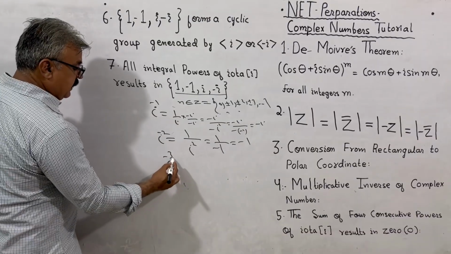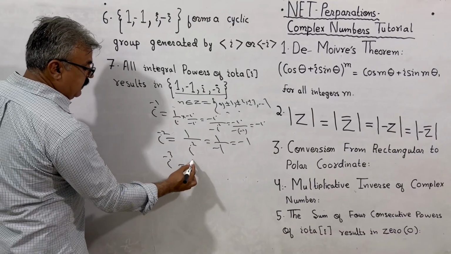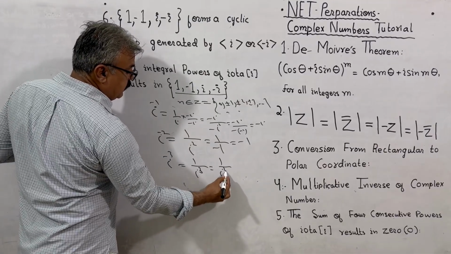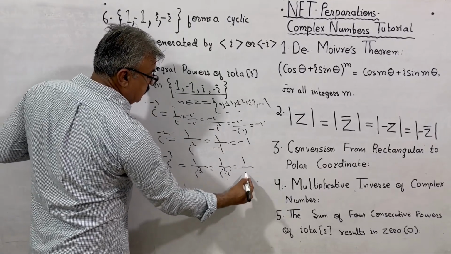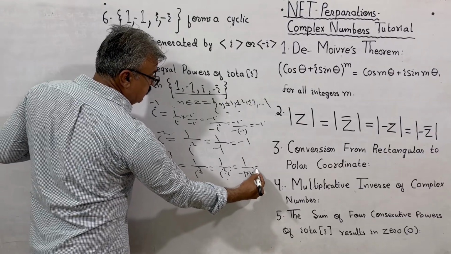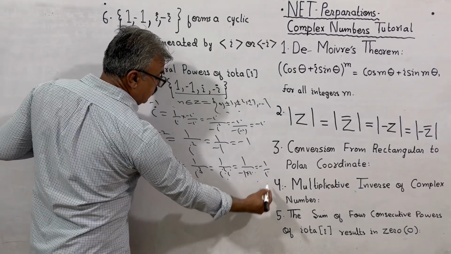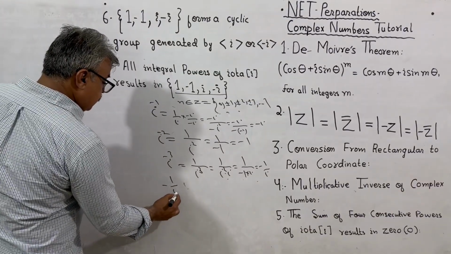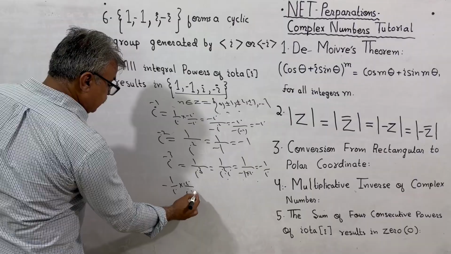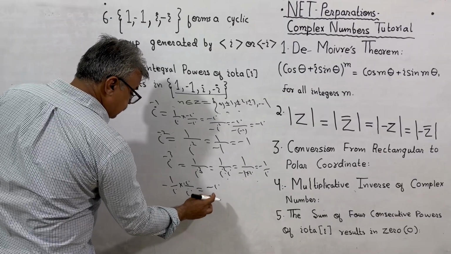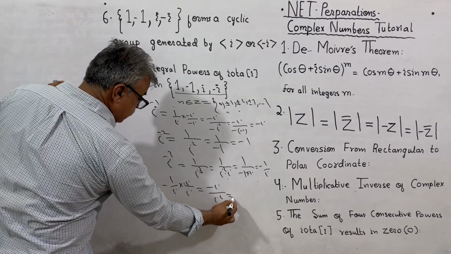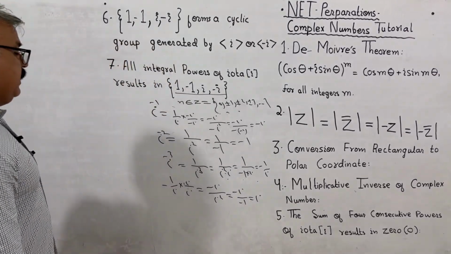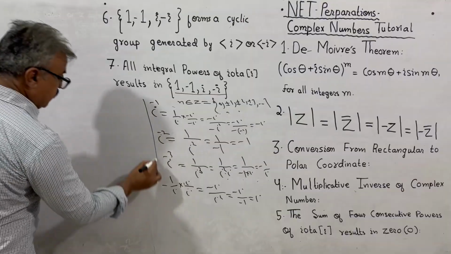Iota to the minus 3 can be written as 1 over iota cube, or 1 upon iota square times iota. Iota square is equal to minus 1 times iota, so it is minus 1 upon iota. If you rationalize, multiplying and dividing by iota, you will get minus iota divided by iota square, that is minus iota divided by minus 1. Again, you are going to get iota.